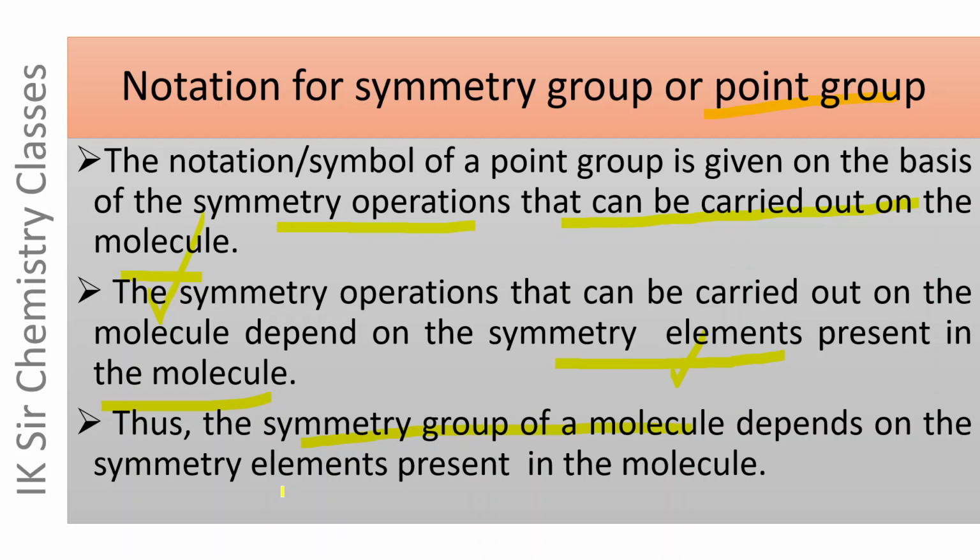Let us illustrate it again. The complete set of symmetry operations that can be carried out on a molecule is called its symmetry group or point group. And the symmetry operations which can be carried out on the molecule depend on symmetry elements. In other words, we can say that the point group or symmetry group of a molecule depends on the symmetry elements present in the molecule.